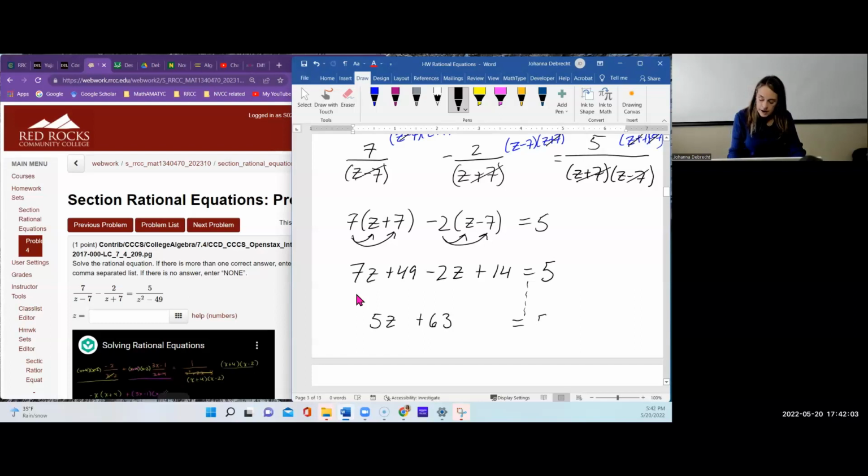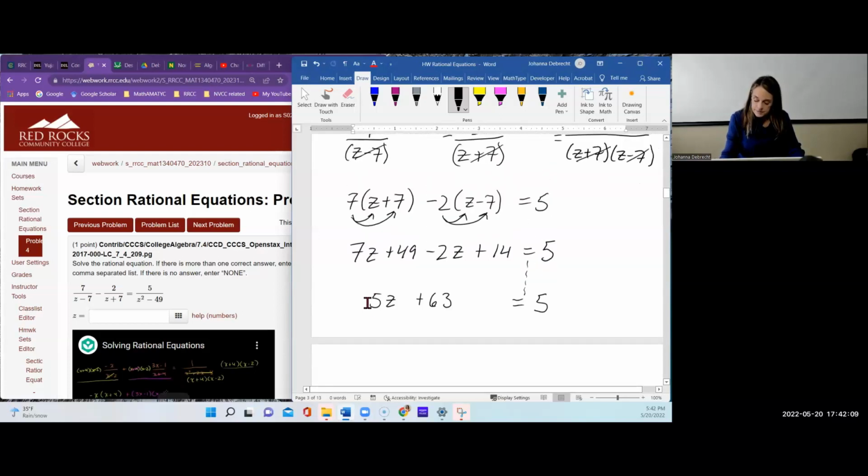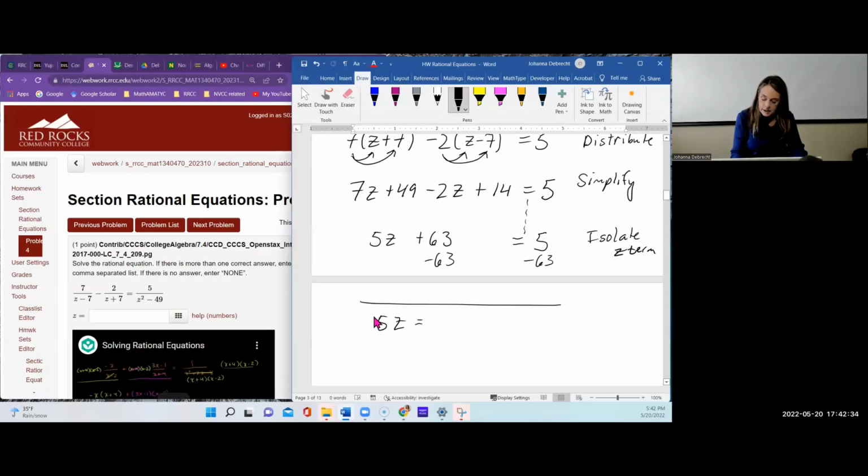Then we have the equal 5. We want to solve for z. So after simplifying, we're going to then subtract the 63. So we're going to isolate the z term. This gives us minus 63 on both sides, which leads to 5z equal to, well, negative 58. Then we'll divide both sides by 5 to isolate z.